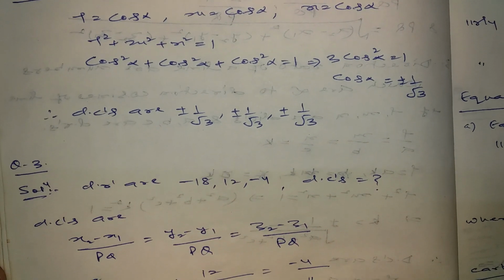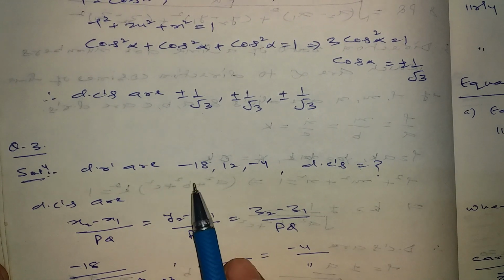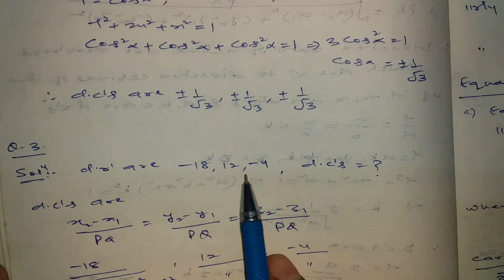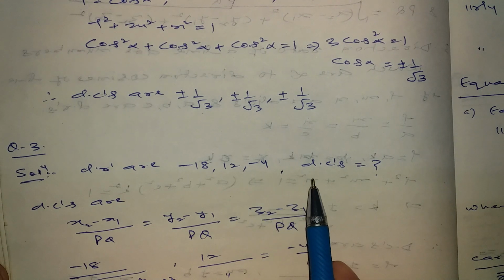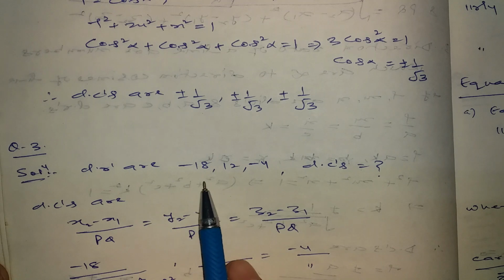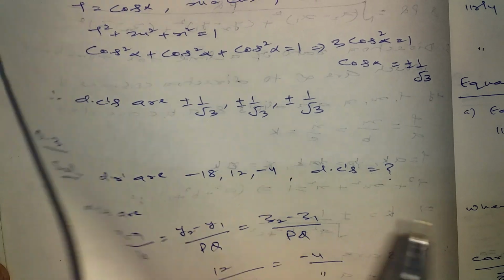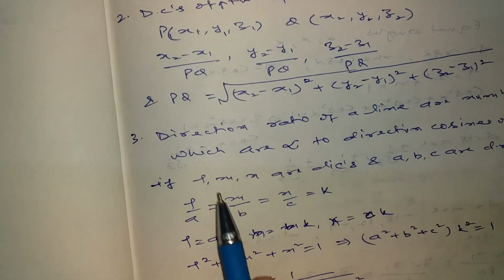The third question is, if a line has direction ratios given as minus 18, 12, minus 4, what will be the direction cosines? So if the direction ratios are given, what are the direction cosines? Direction ratios of a line are the numbers that we did in the statement.